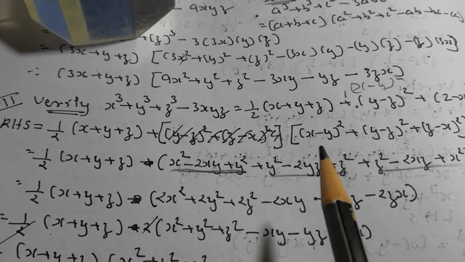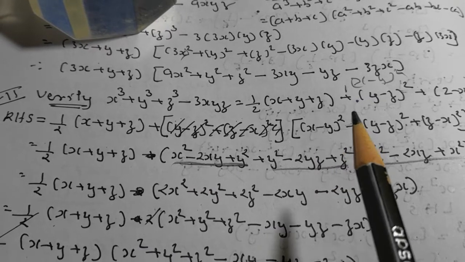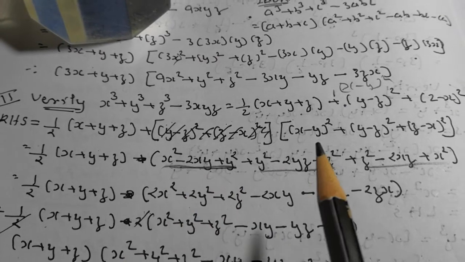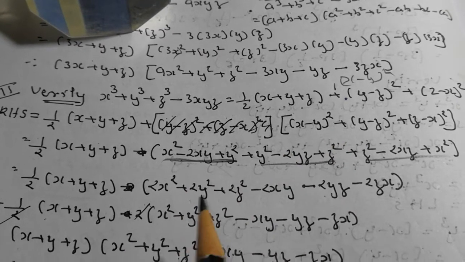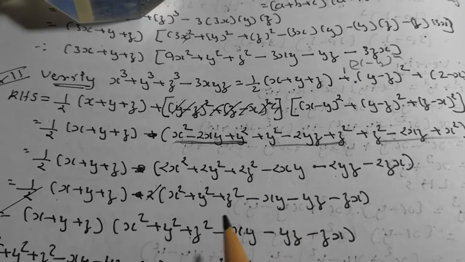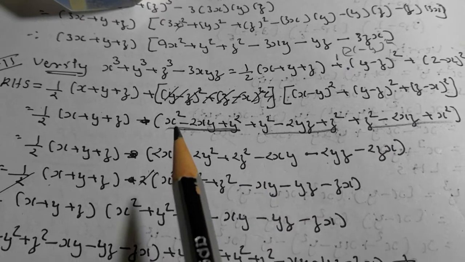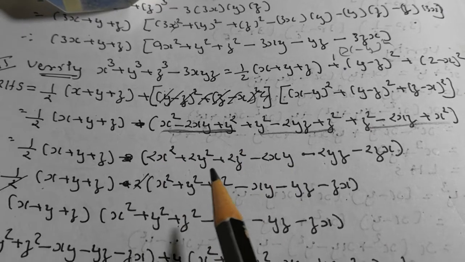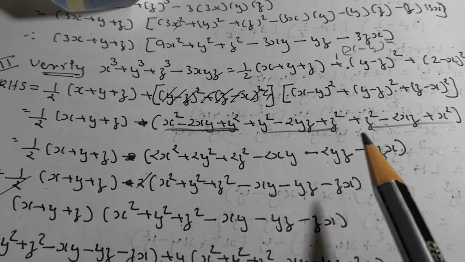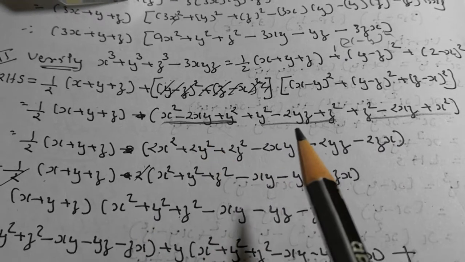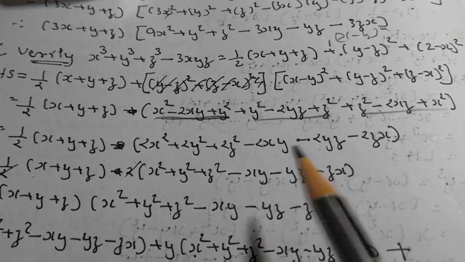I have factorized this number, x minus y whole square. I expanded the number. I have written the expansion of x minus y whole square. Same way I have written the expansion of this number. Then I have added: x square plus x square is 2x square, y square plus y square is 2y square, z square plus z square is 2z square. And the number which I add is minus 2xy, minus 2yz and minus 2zx.